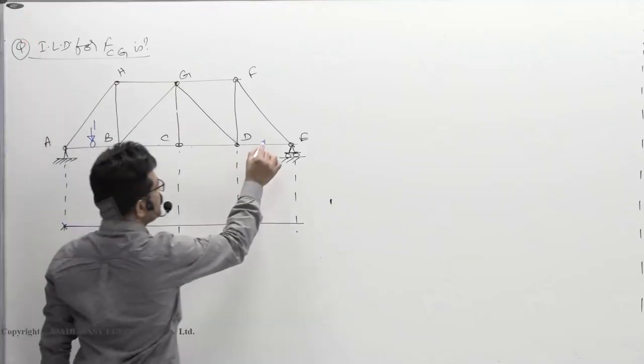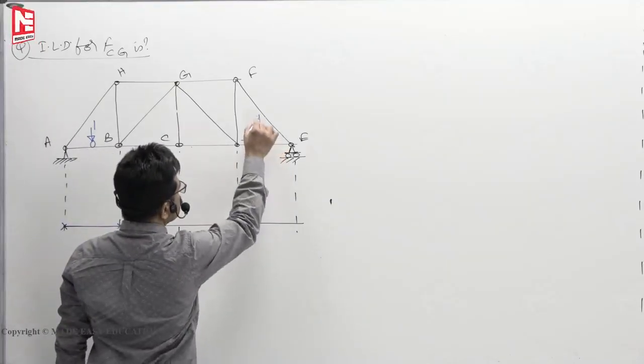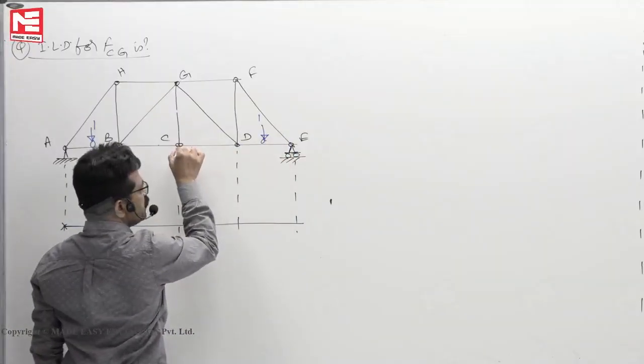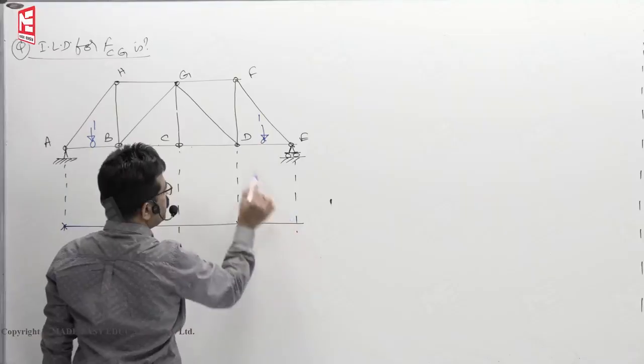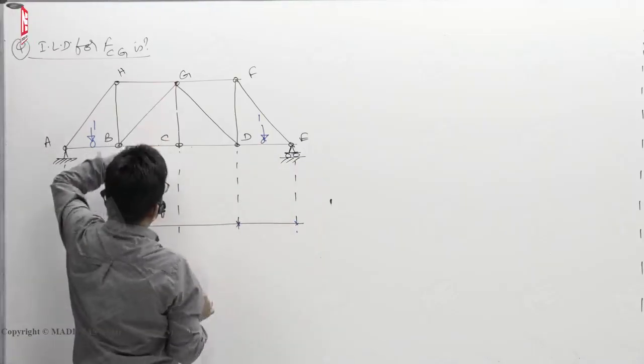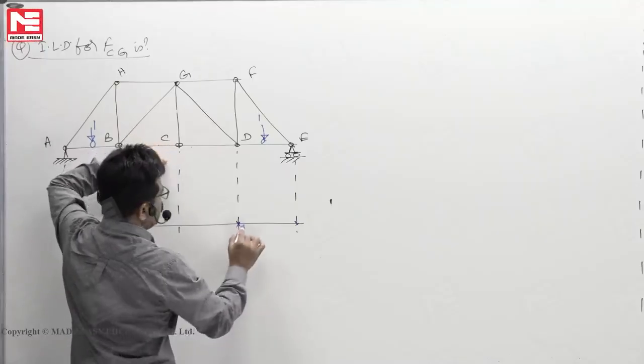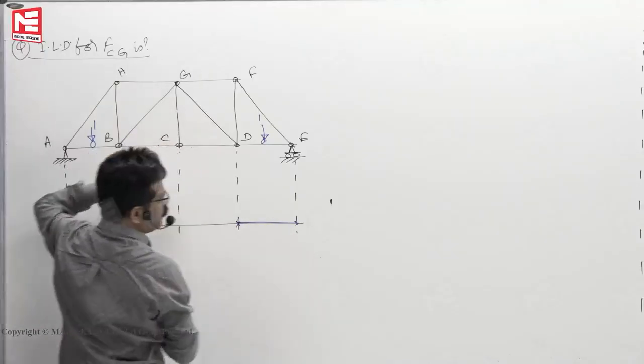Now you see, when the load is here, part of the load comes here, remaining goes here, but nothing goes to C. So that means between D to E, force in the member CG is 0 only because no load is coming here. So this is over.